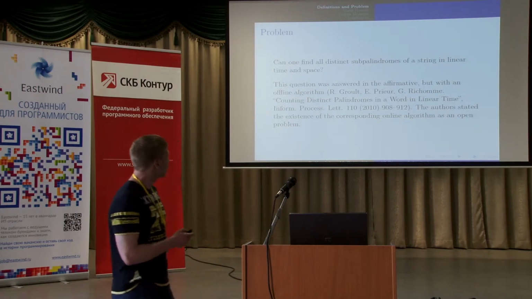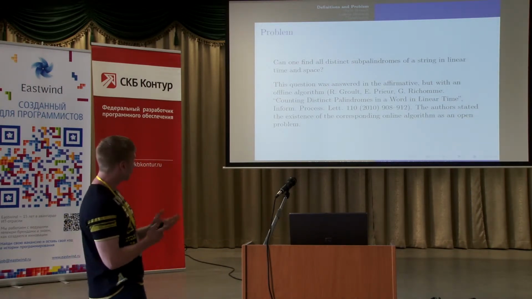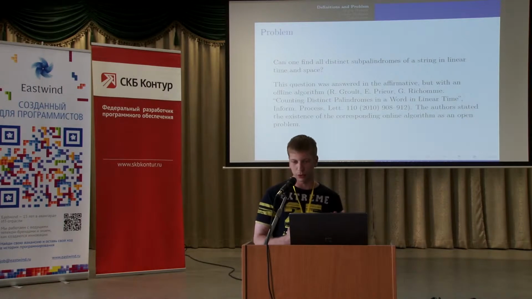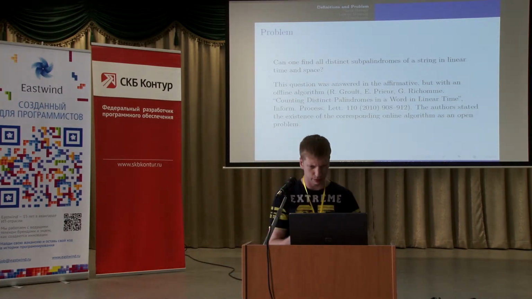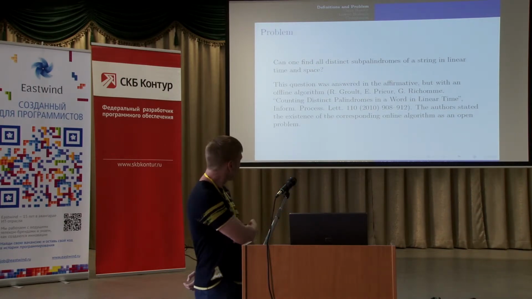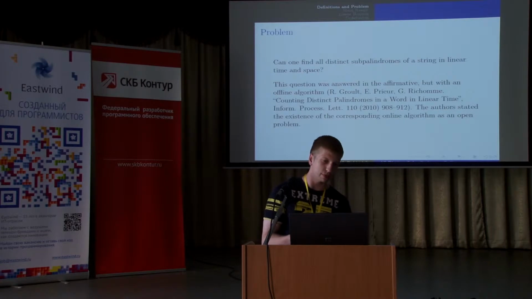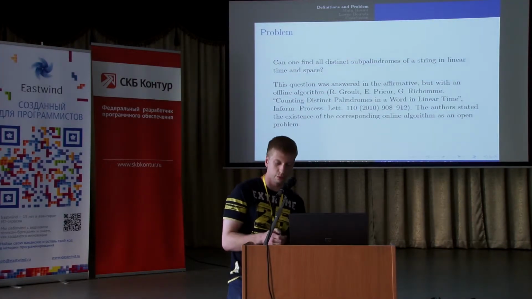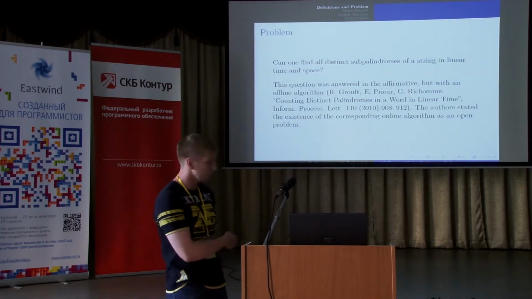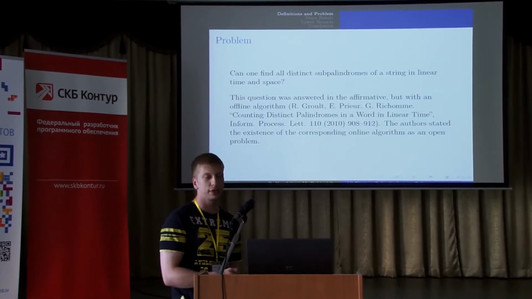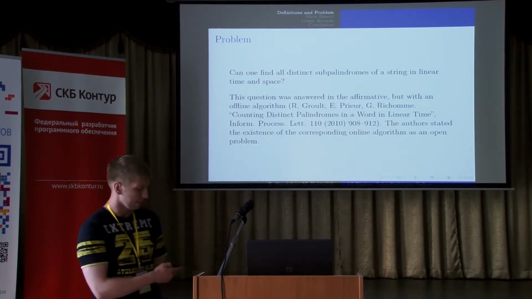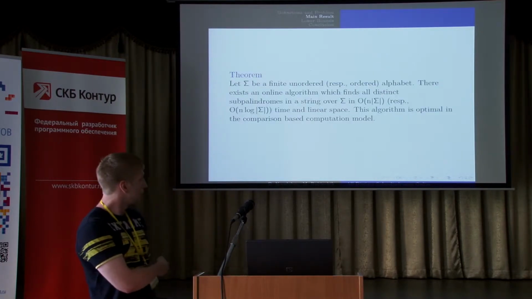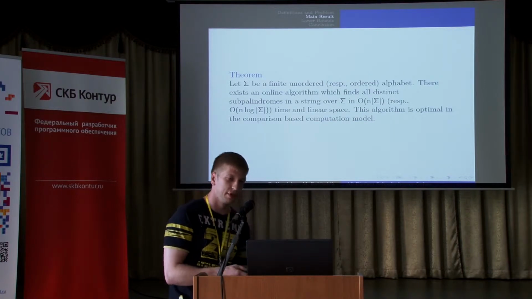Our problem is: can one find all distinct subpalindromes of a string in linear time and space? This question was answered affirmatively, but with an offline algorithm. And the authors of this paper questioned whether one can find an online algorithm to find all distinct subpalindromes of a string. We will find an optimal algorithm for this problem, and we will prove that this algorithm is optimal in the comparison-based model. There will be lower bounds here.